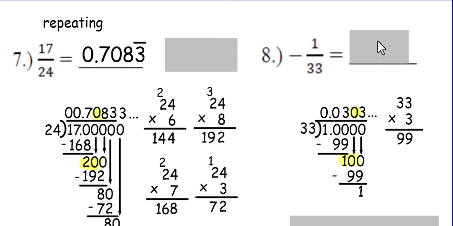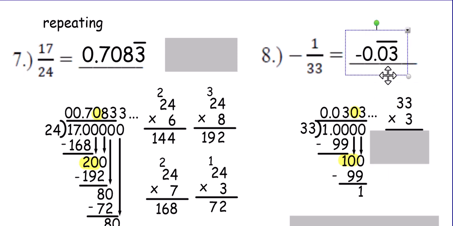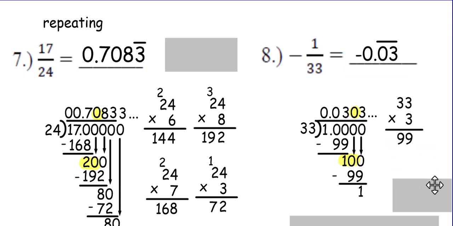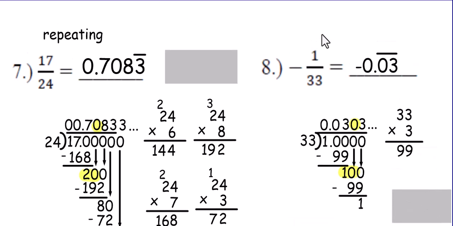So I can represent this as negative 0.03 with the bar over both the 0 and the 3 since both digits repeat. And again, this is going to be a repeating decimal for us.